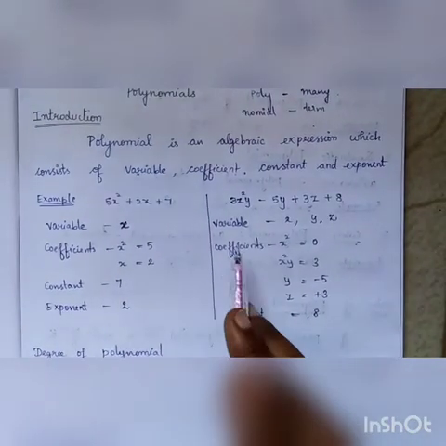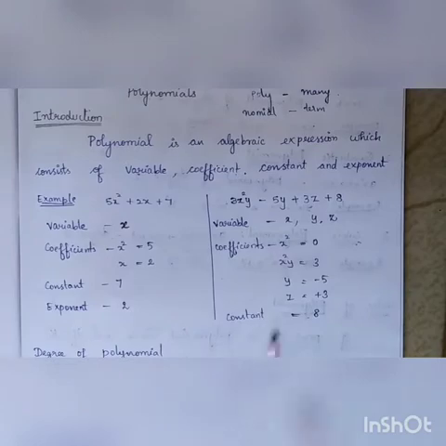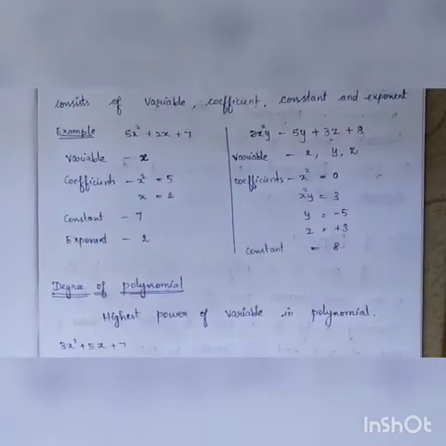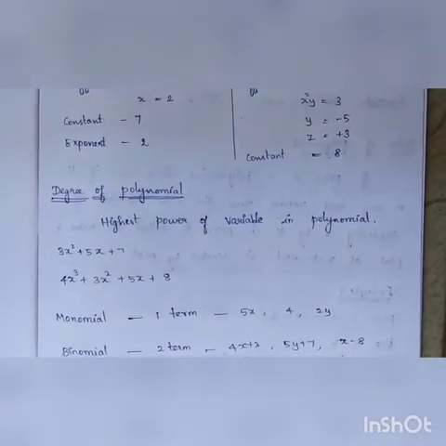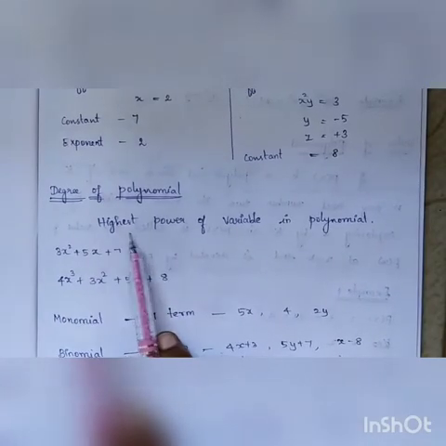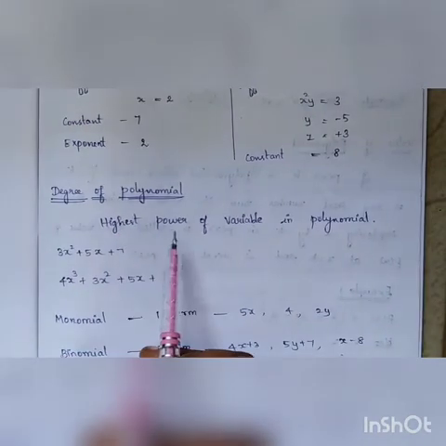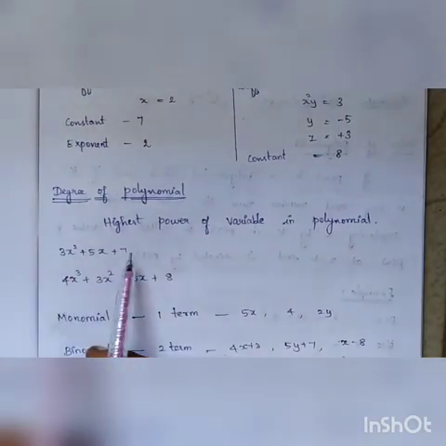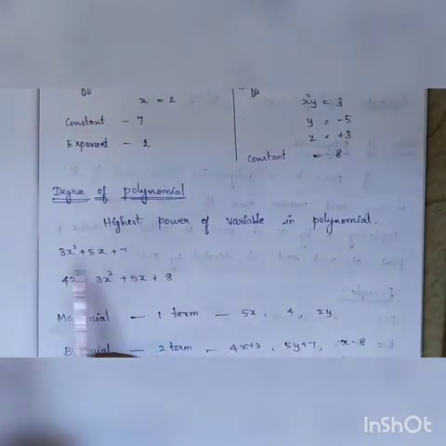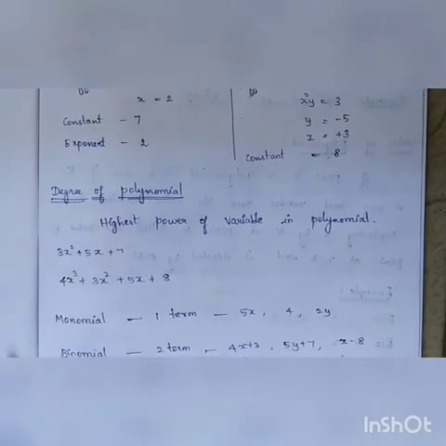Now this is about variable, coefficient, constant and the exponents. The next is the degree of the polynomial. Degree means the highest power of the variable in this polynomial. Among these terms, whichever has the highest power, that we have to take here.